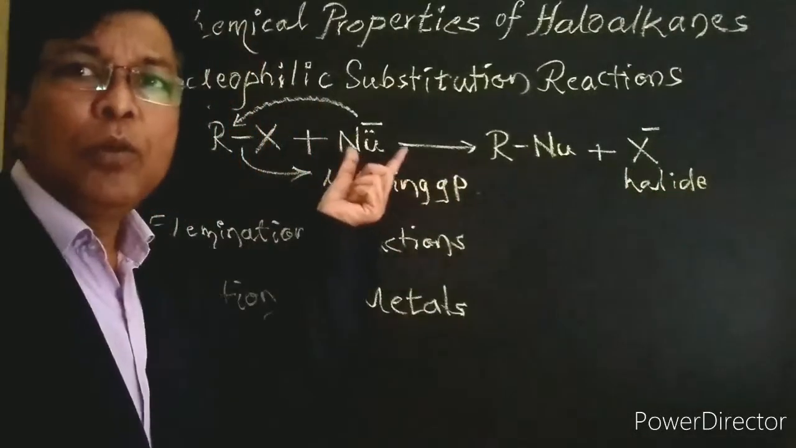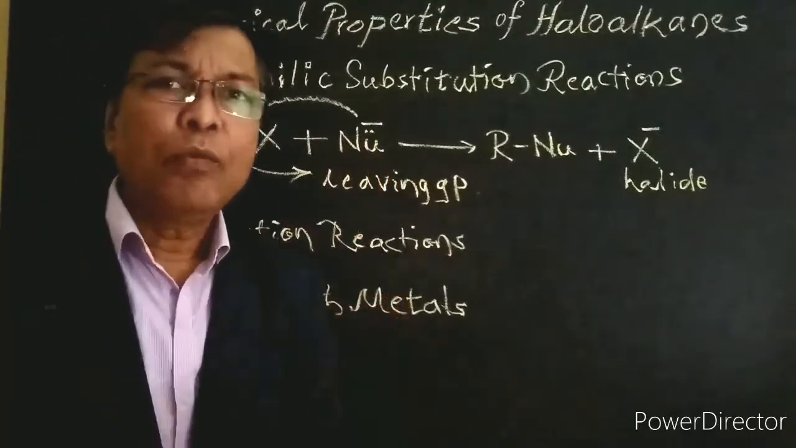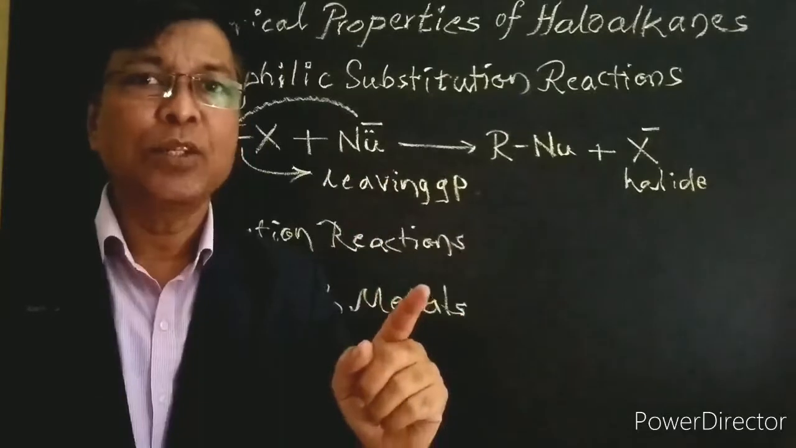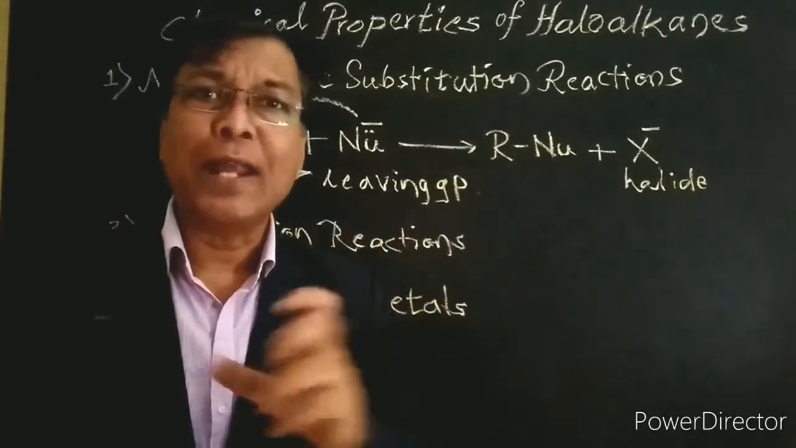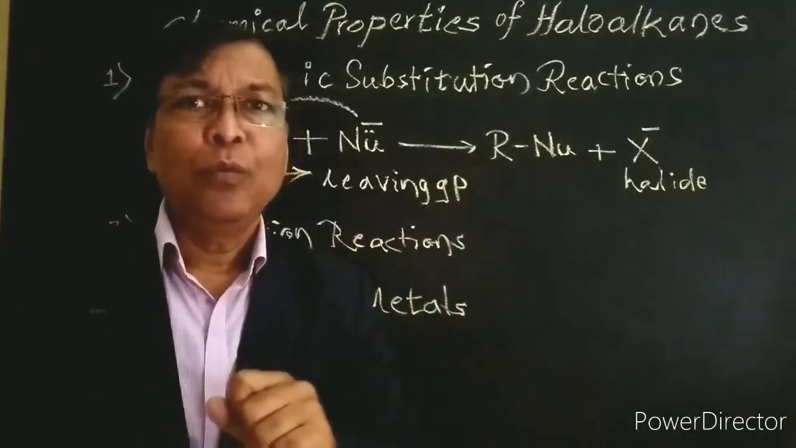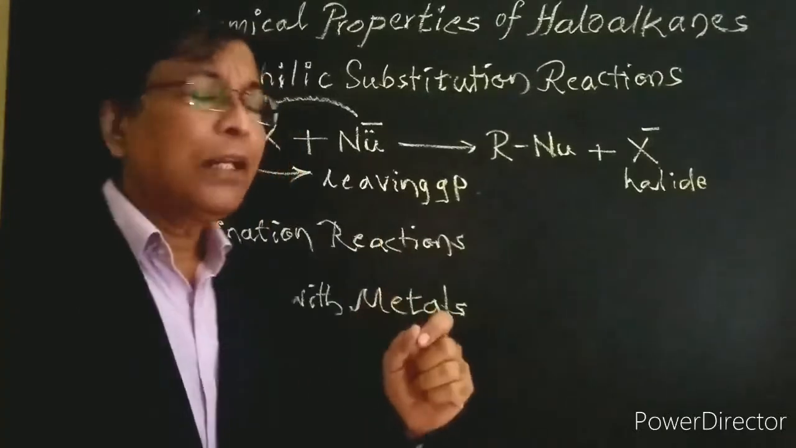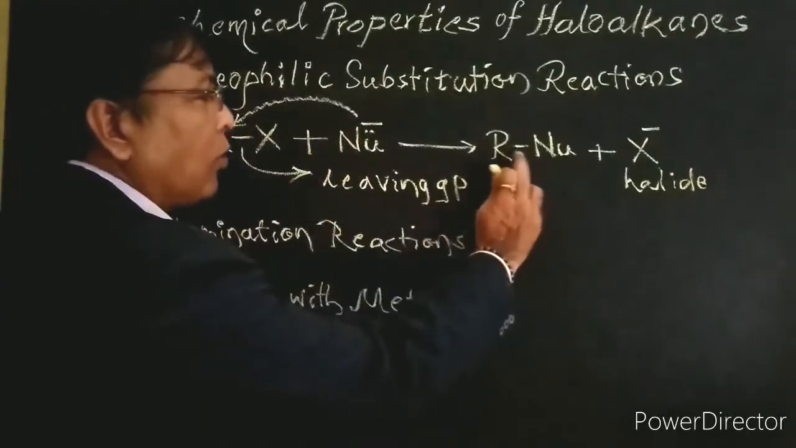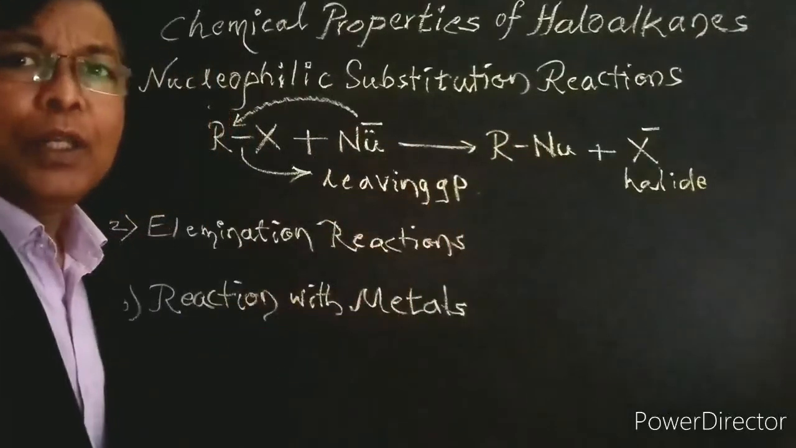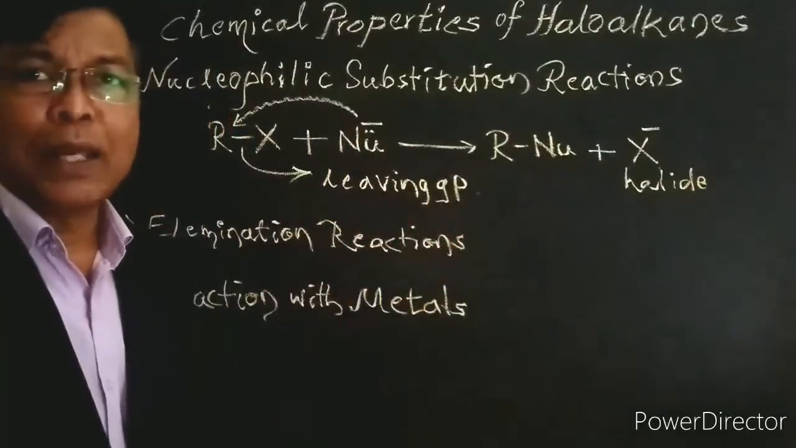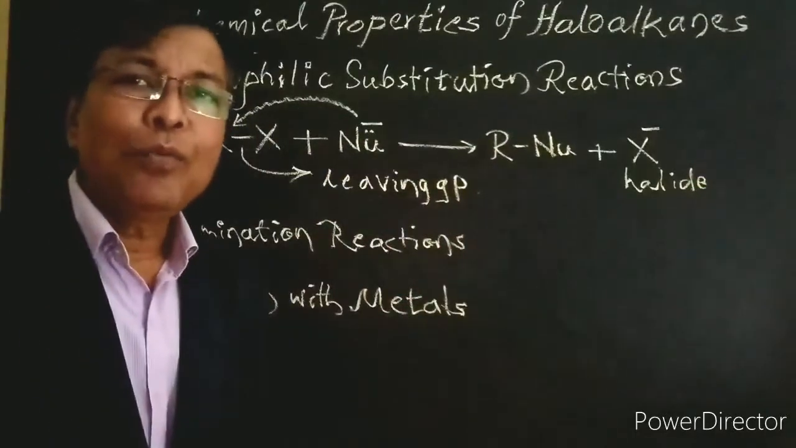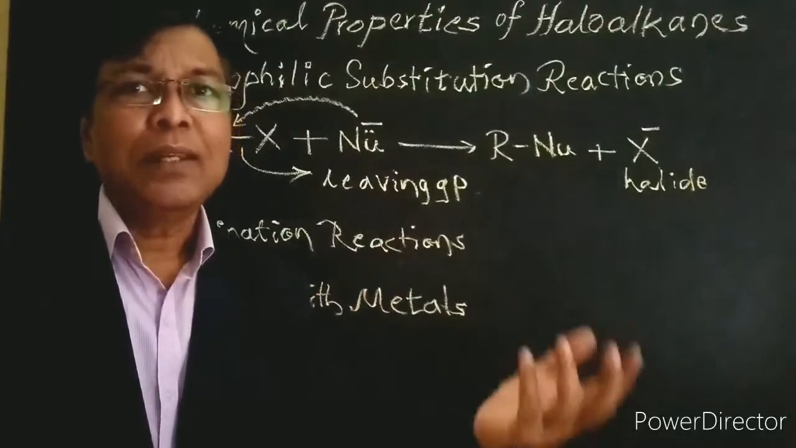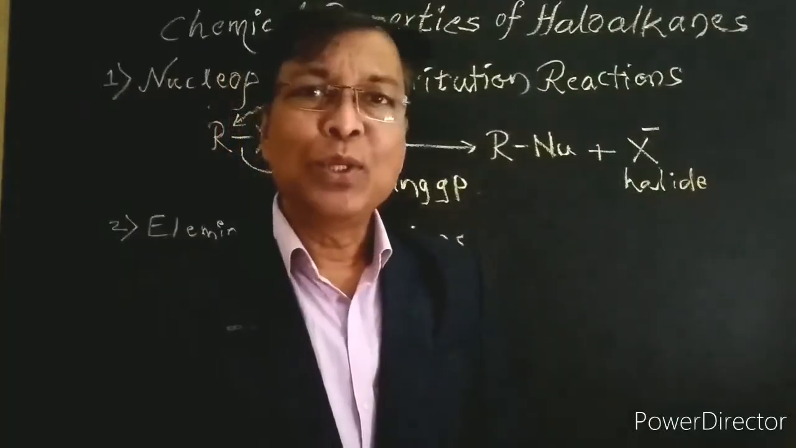Now I will explain what a nucleophile is. A nucleophile is a species. Species means an atom or molecule or group of atoms or ions which can donate an electron pair to form a new covalent bond. In other words, nucleophiles are electron rich species. They can attack on positive centers.